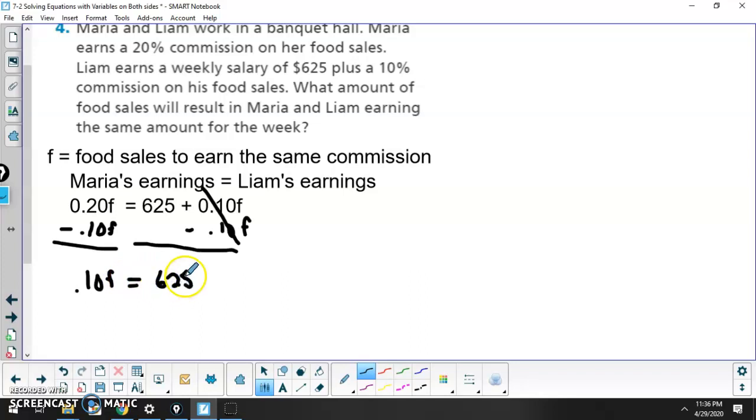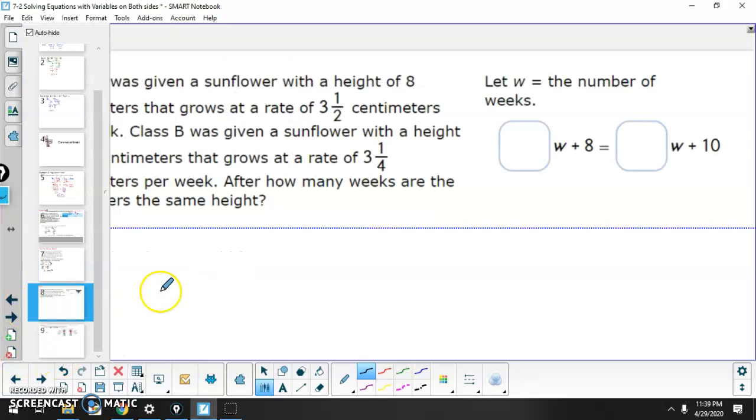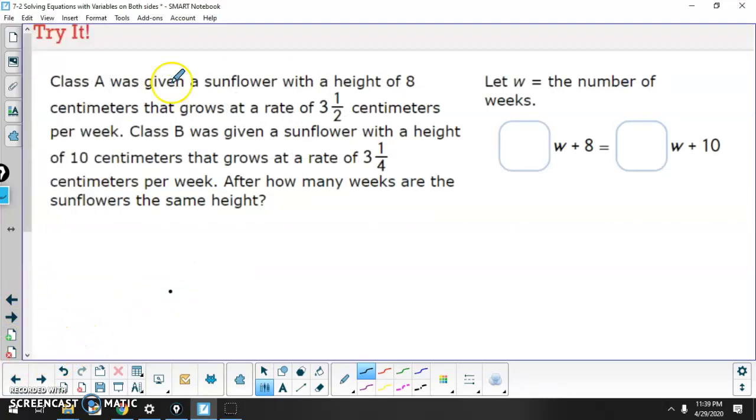Next, once we have our variable term isolated on the left side, we need to divide to undo the multiplication by 0.10. When we divide by a decimal that is less than 1, it increases the number. So it's $6,250 in sales for them to have the same amount of earnings. All right, let's go on to the next one.